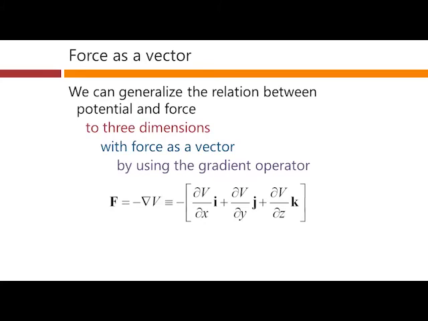The gradient is constructing the 3 components of the force, one in the x direction, one in the y direction, and one in the z direction, using the partial derivatives. Partial dV by dx is the component of the force in the x direction, partial dV by dy is the component of the force in the y direction, and partial dV by dz is the component of the force in the z direction. And these all add up to give us our more general 3-dimensional relation between potential and the force associated with it as minus the gradient of the potential.